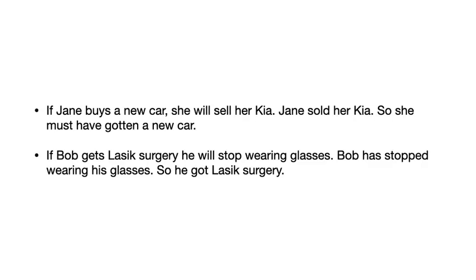Here's another one. The first one was called denying the antecedent. This one's called affirming the consequent. If Jane buys a new car, she will sell her Kia. She sold her Kia, so she must have gotten a new car, right? This is a fallacy because it could be true that if she bought a new car, she would sell the one she has now.